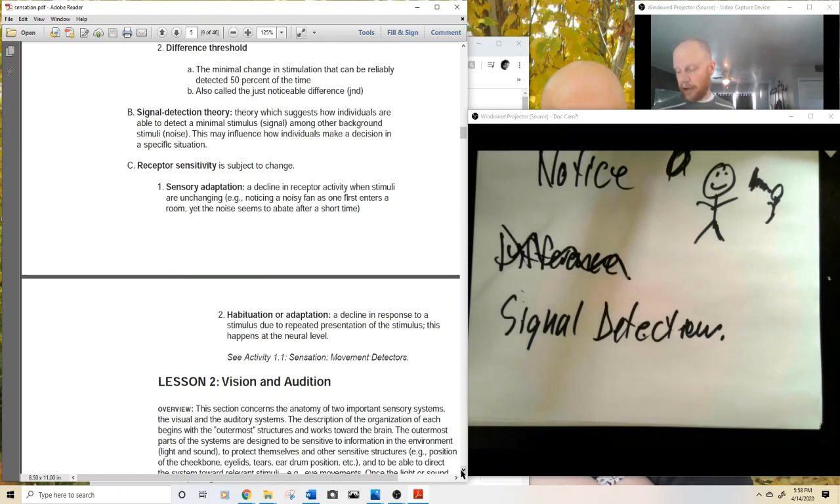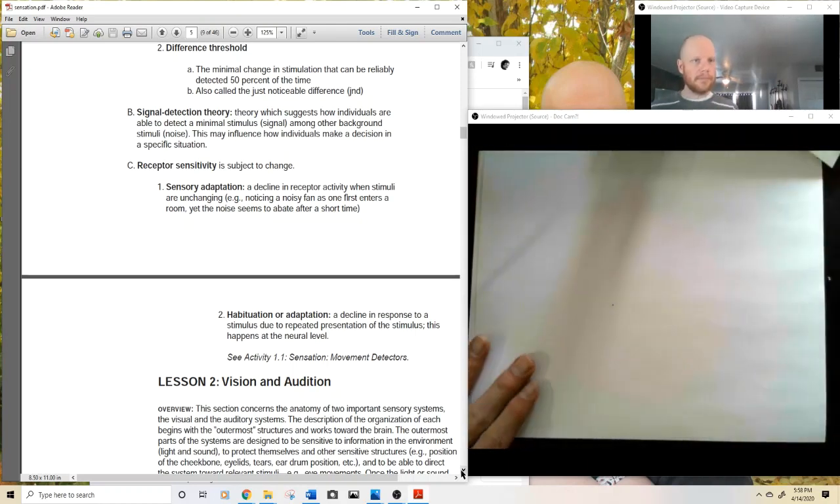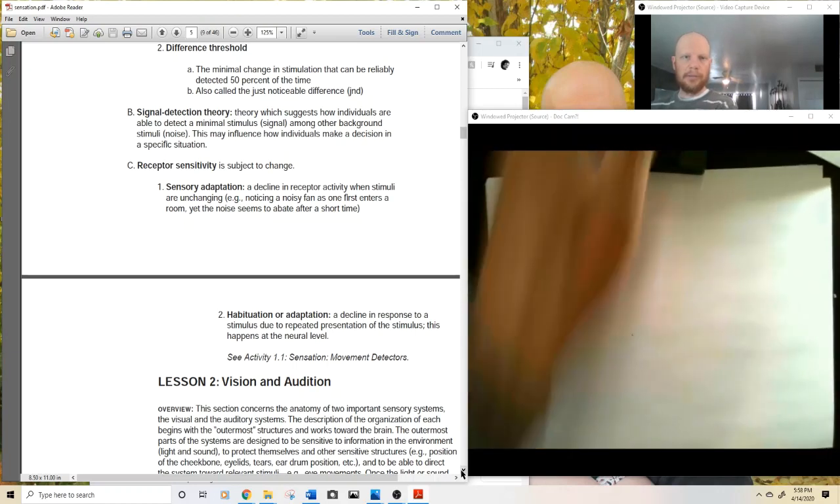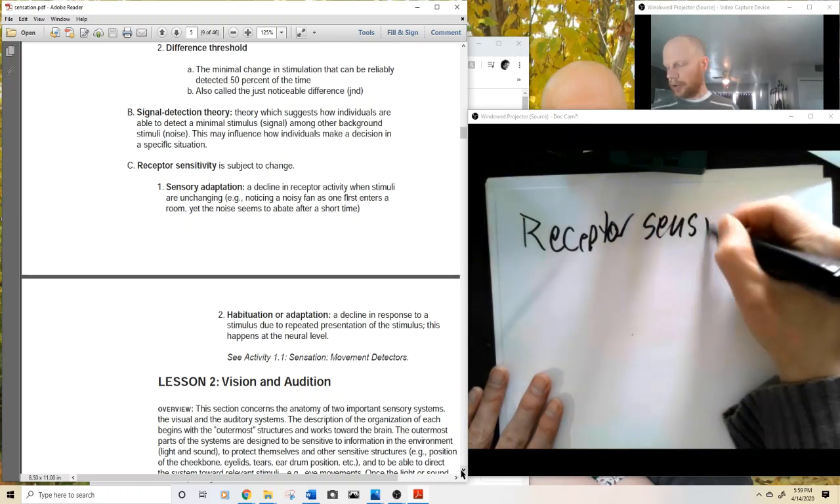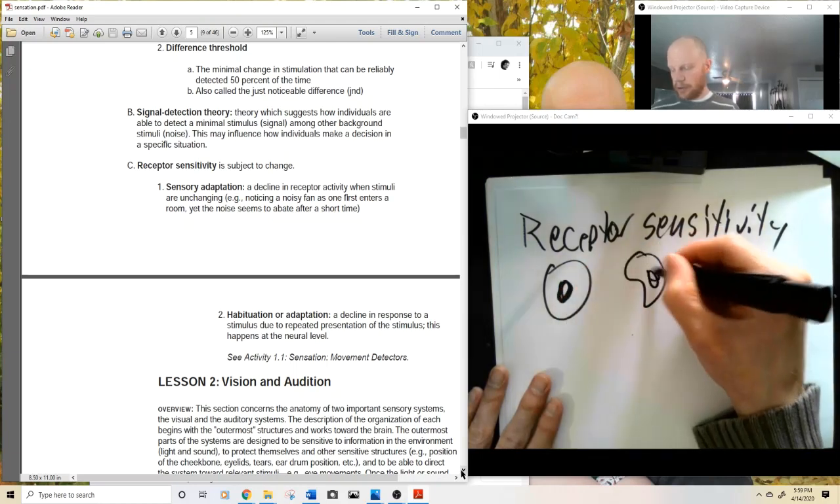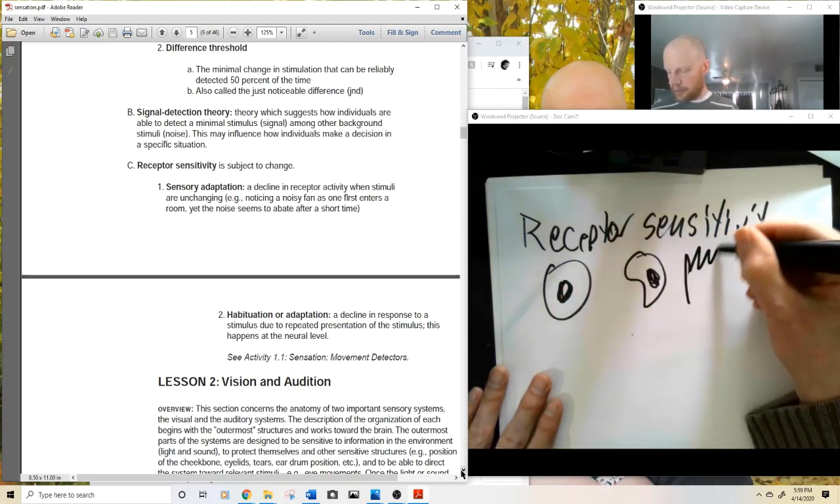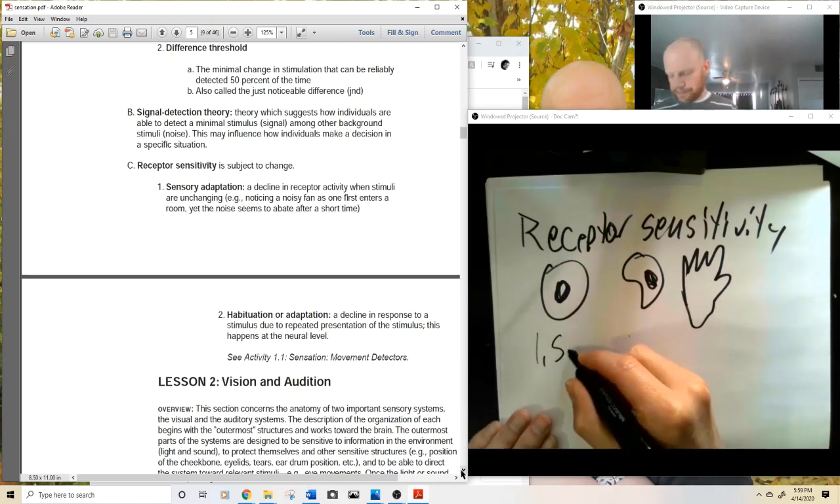Now the last thing we're going to talk about today is receptor sensitivity. A receptor is just the thing in your eyeball, ear, hand, the things that are getting the sensation, so you can turn it into a neural pathway, go into your brain, and then be translated. So one of these ideas is sensory adaptation.